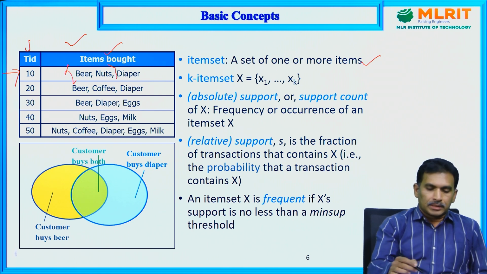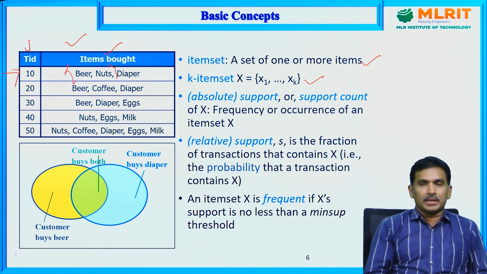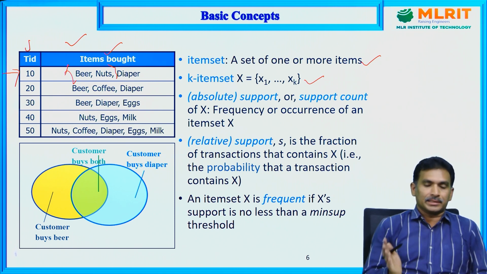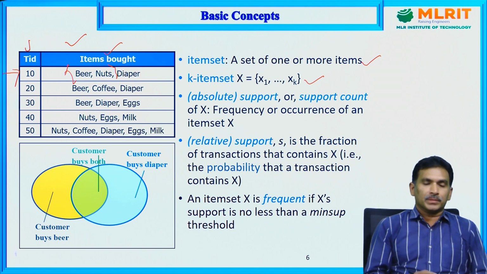Similarly, the k item set. K means the number of items in it. For example, X equals x1, x2, and so on, up to xk. If K items are there in any item set, it is called a k item set.